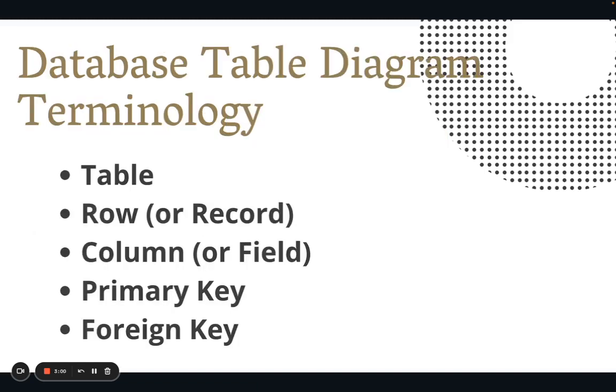Before we get started actually creating our database table diagram, we should know some terminology. We've used some of these already, but we will be reviewing them right now. So a table, we will want to know what a table is, a row or record, column or field, primary key, and foreign key. Hopefully all of these are familiar to you, especially table, row, and column. These are ones that you'll see using the Excel spreadsheets program. Primary key and foreign key you should have learned in your database class, but we'll be going over that for review.